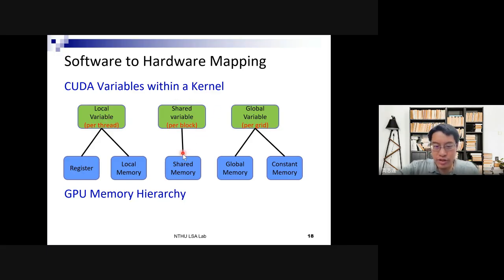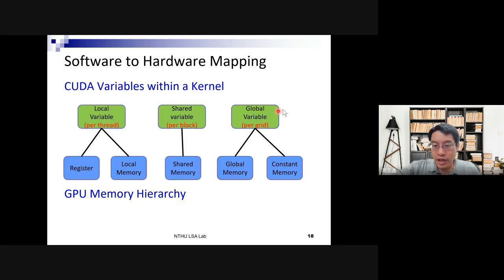And shared variables are simpler. Of course they are mapped to the shared memory. This one is programmable, as we said. So how to manage shared memory space is very, very critical, and it's decided by the programmer.